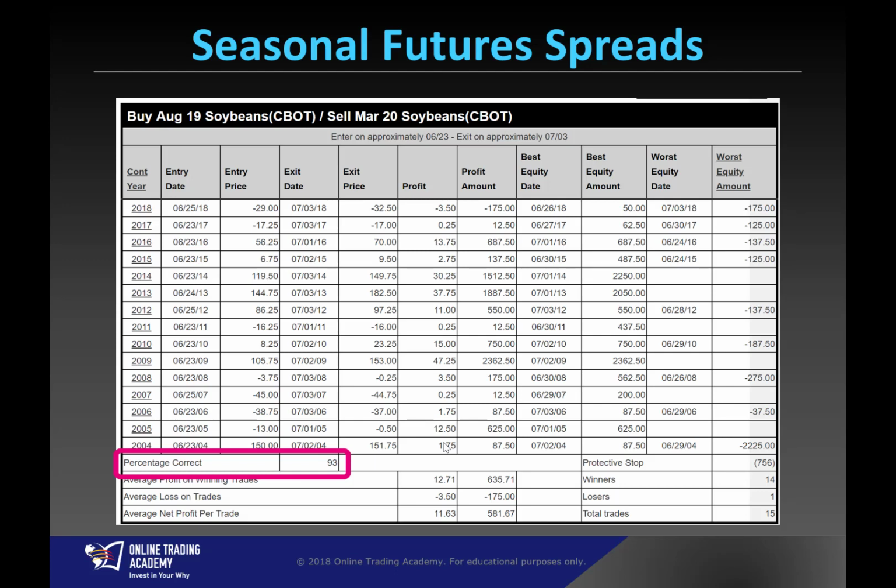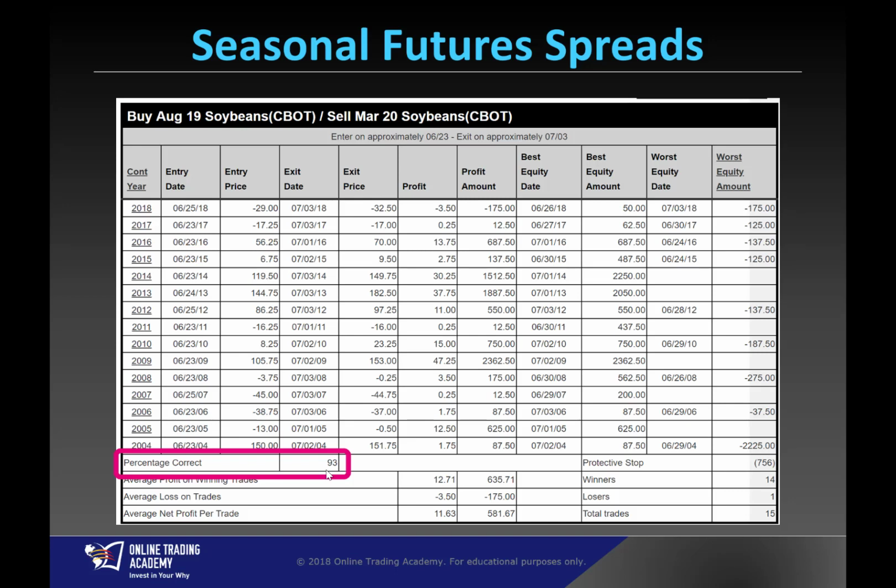So if you look at this particular trade, this was buying the August soybeans on June 23rd and at the same time selling the March 2020 soybeans. Obviously every year would be different years, but it's simply buying the August, selling the March, June 23rd, getting out on July 3rd. Over 15 years, there was only 1 year where there was a loss. So that was a 93% win ratio if you followed that particular trade. I want to thank MRCI.com, the source that I got this particular seasonal information from.